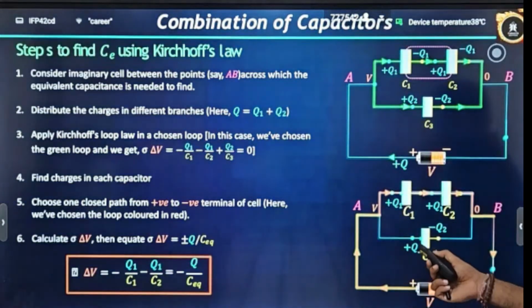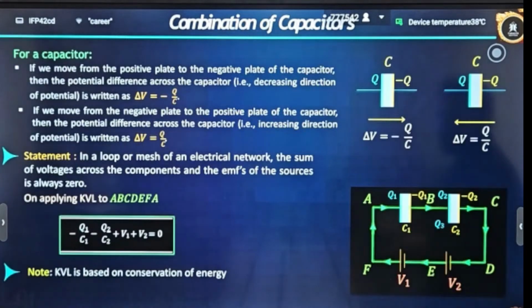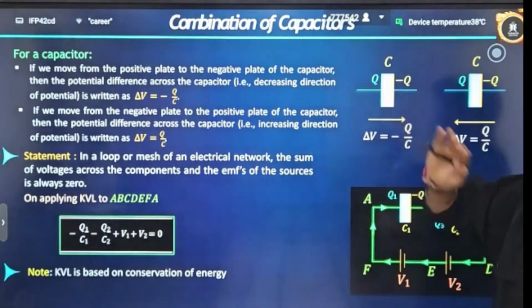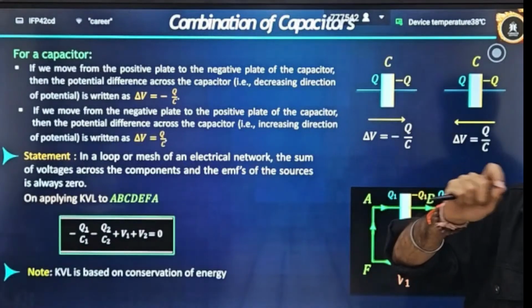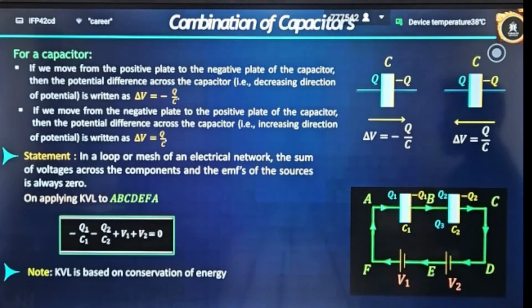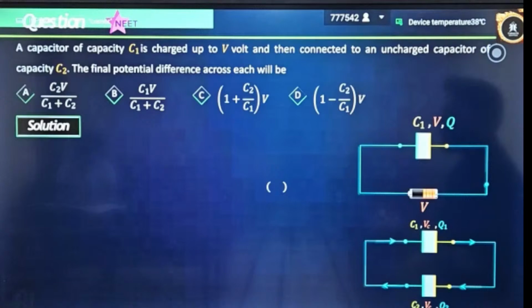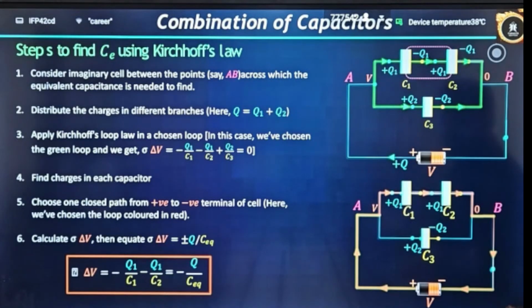The important thing, if I tell you the summary of this: always remember, when you are going from higher to lower, it is negative, and when you are going from lower to higher, it is always positive. This is the one thing that you have to always remember from here. In the same way KVL is applied in the system.